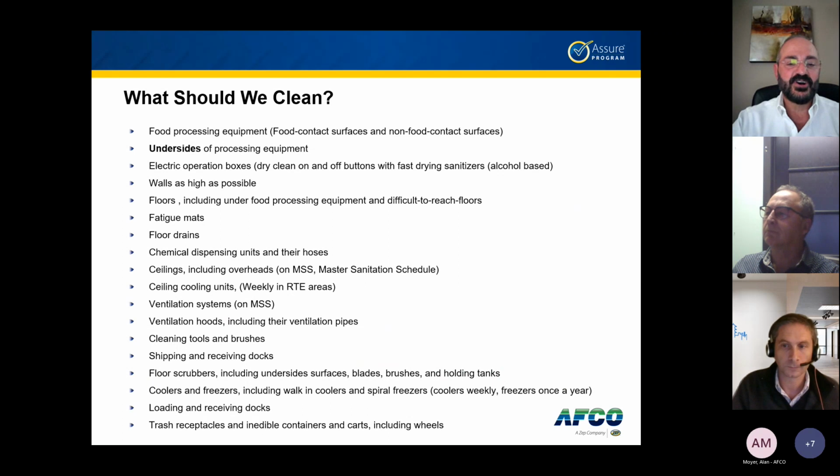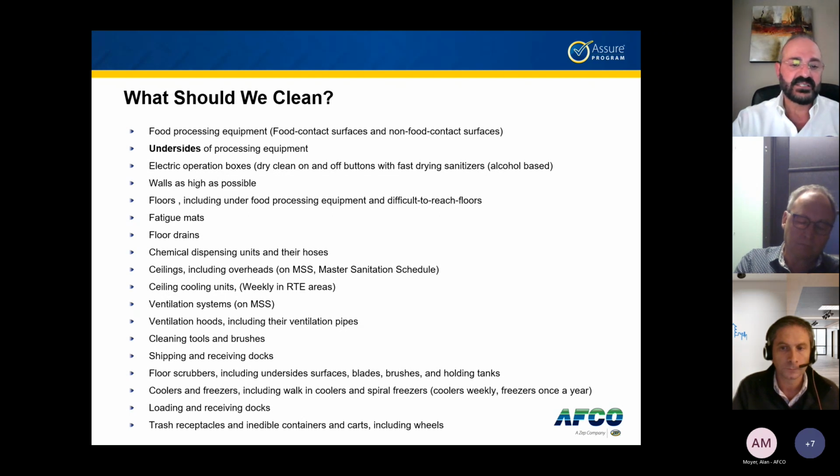Shipping and receiving ducts, floor scrubbers have to be cleaned as well. The floor scrubbers, the units themselves, their brushes, their squeegees, the underside of the scrubbers, the tanks that hold the water and the detergent. The coolers and freezers have to be cleaned because even in the cooler and freezer, microorganisms can survive. Some of them can grow like mold and yeast. Others like bacteria will stay alive, but some of them will even multiply at a very slow rate. But coolers and freezers have to be cleaned on a regular basis. Freezers once or twice a year, coolers once a week.